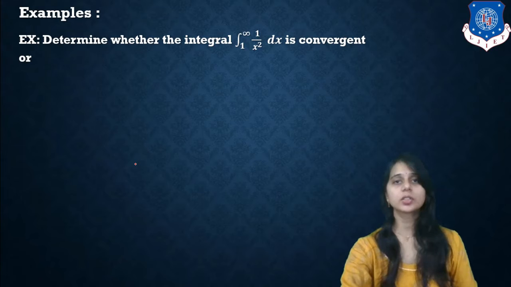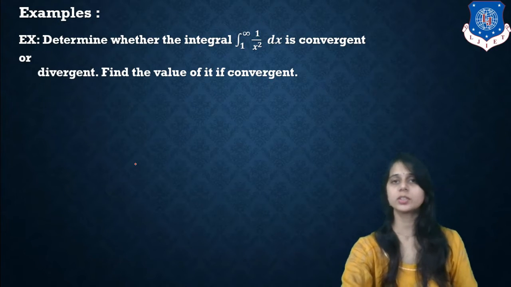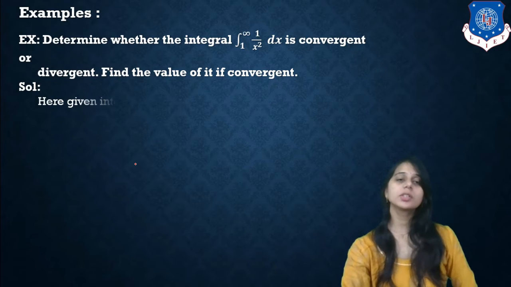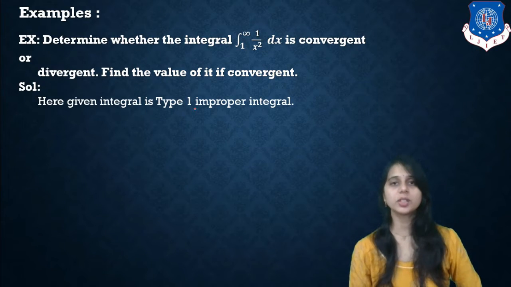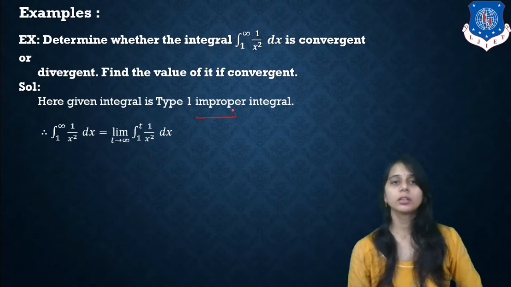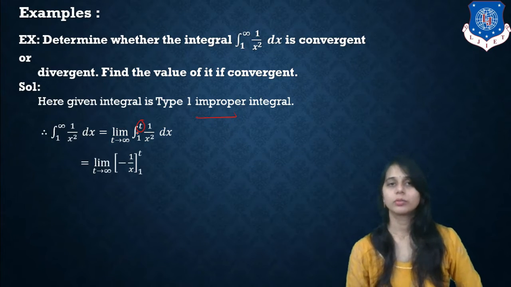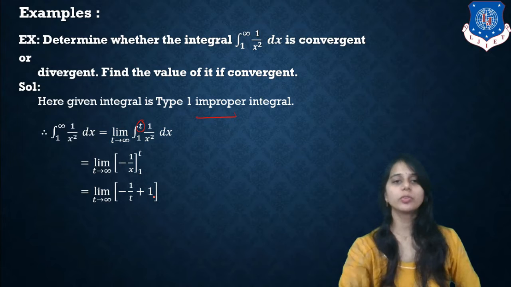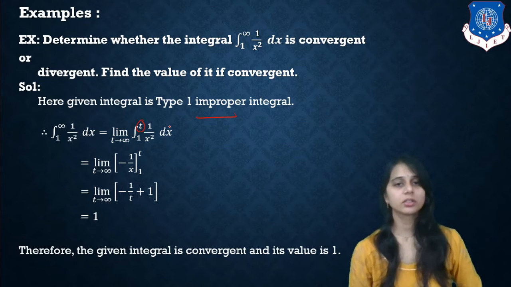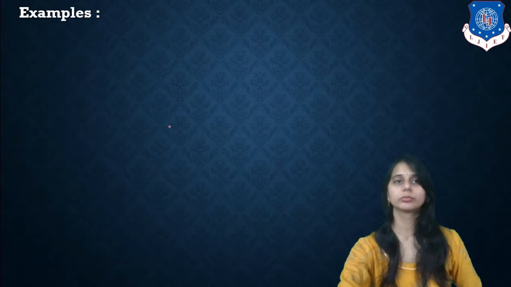Determine whether the integral from 1 to infinity of 1 upon x square dx is convergent or divergent, and find its value if it is convergent. The solution is that this integral of type 1 is an improper integral. We take the limit as t tends to infinity and replace the infinity with t. Integrating, this is minus 1 by x from 1 to t, which is minus 1 by t plus 1. Putting the limit, we get the answer 1. Since it is finite, the given integral is convergent.